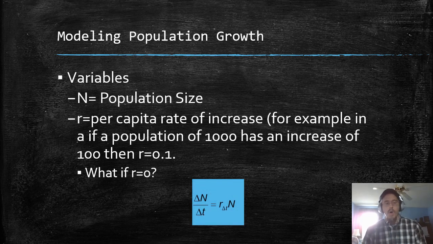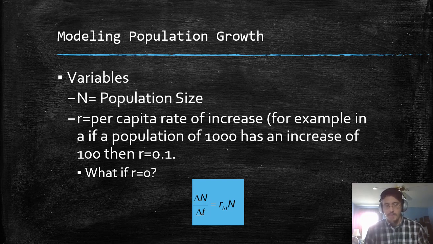Okay, so when we model population growth, there are a couple of variables. One is N, capital N. That's population size. We talked about that in the last video. Another one is a little letter R. Little letter R. That's the per capita rate of increase.